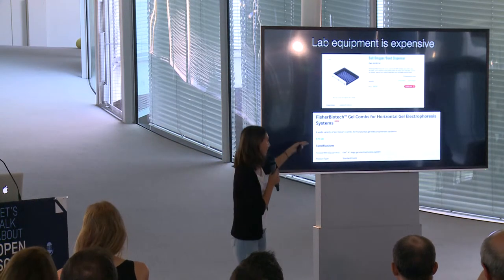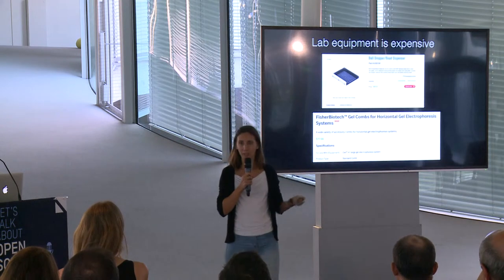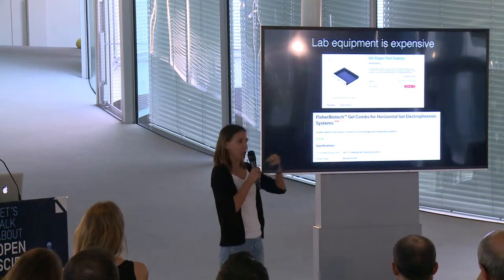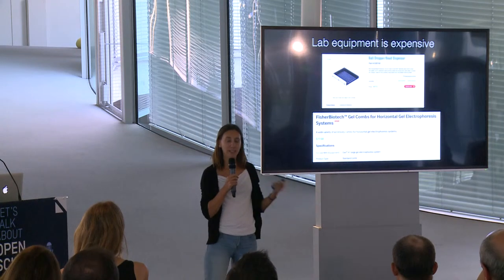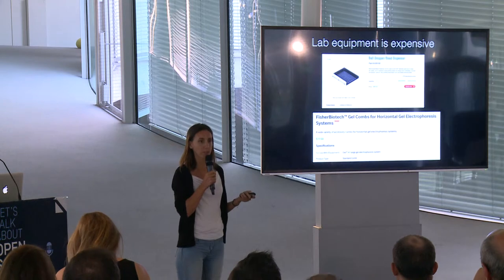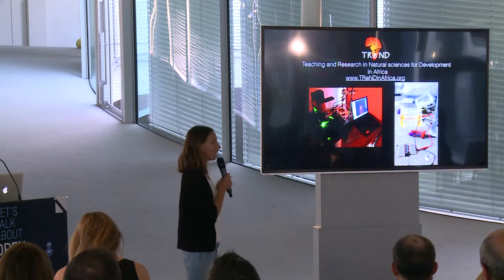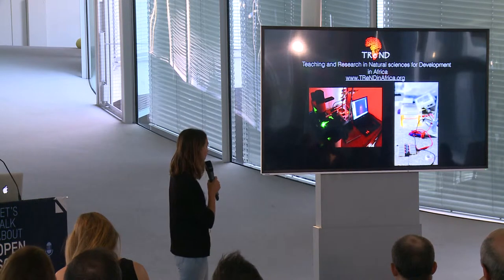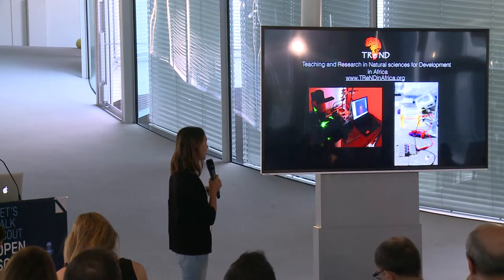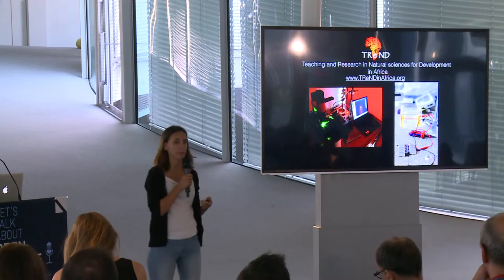And the same goes for a gel comb. Most people that do molecular biology will know. It's just a piece of plastic as well to cast your gel. That's $77. So this is a problem, and this is a problem especially in places with low resources. And that's a problem that I encountered when I started teaching as part of this organization, as I mentioned, that is called TReND, that stands for Teaching and Research in Natural Sciences for Development in Africa.